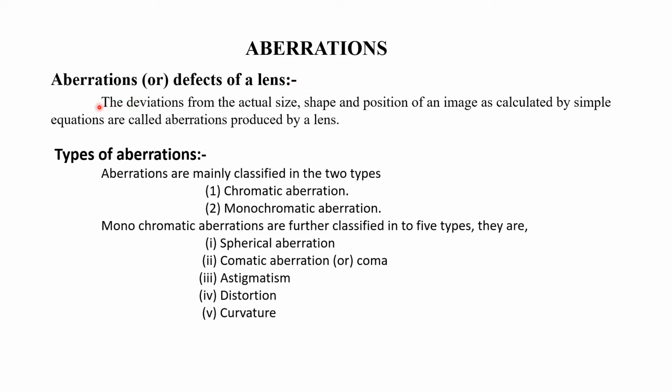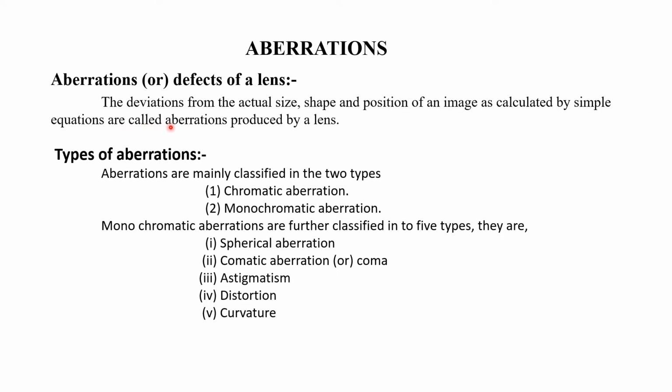The definition of aberrations is the deviations from the actual size, shape and position of an image as calculated by simple equations. Simple equations means 1 by f equal to 1 by u minus 1 by v, or Lensmaker's formula.